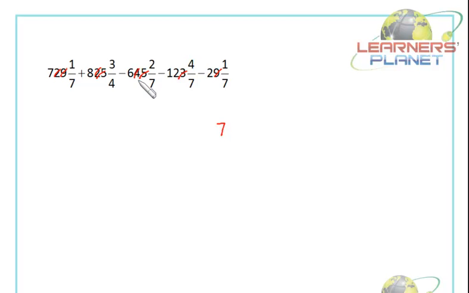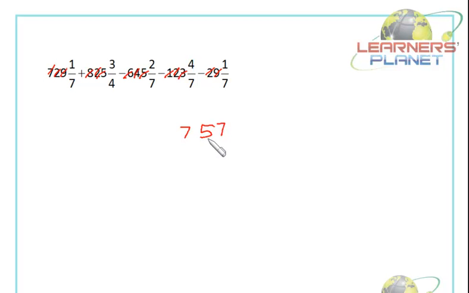3 minus 4 is minus 1, minus 1, minus 2 is minus 3. Minus 3 minus 2 is minus 5. Further I have to borrow 1. So 10 minus 5, I'll be getting 5 and I have negative 1 with me. Now negative 1 plus this 7, I'll be getting 6, plus 8 is 14, minus 6 is 8, minus 1 is 7. So it's 757. That is the integral part.